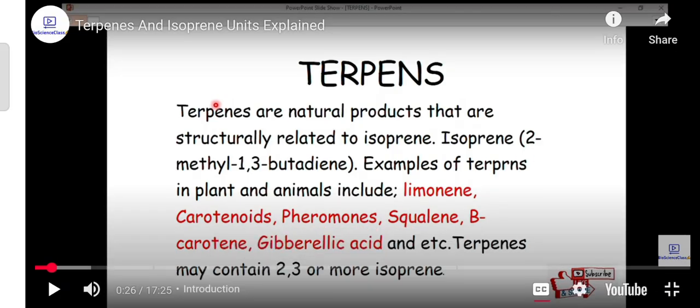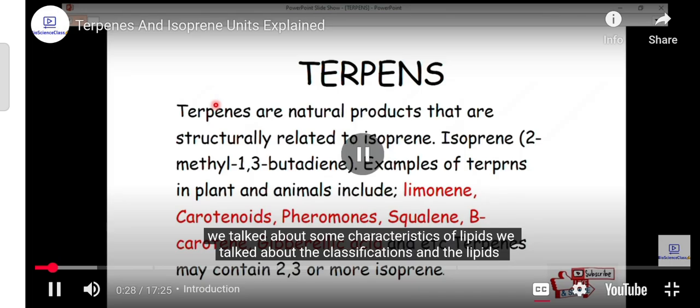Okay, let's see, they are explaining some characteristics. Terpenes are natural products that are structurally related to isoprene. Isoprene means 2-methyl-1,3-butadiene. Examples of terpenes in plants and animals: we know the examples already, menthol and citral, why and where they are used, everything we know.